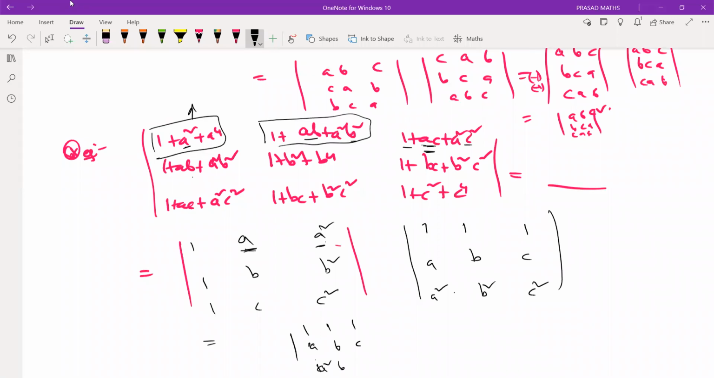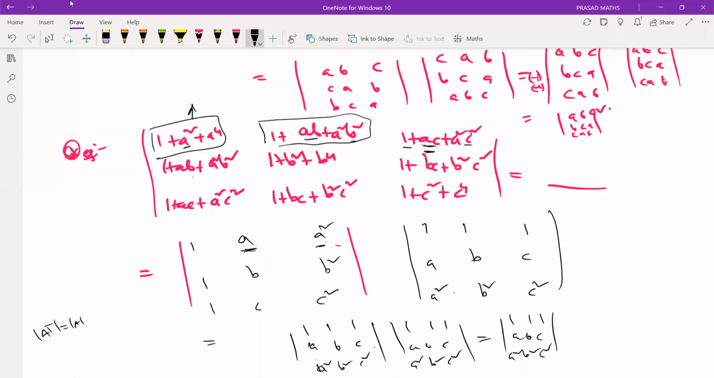A square, B square, C square. This is 1, 1, 1; A, B, C; A square, B square, C square. Because once you take the transpose, you are going to get this matrix, right? The determinant of A transpose equals the determinant of A. Once you transpose it, you get this determinant. So these both are the same. Therefore, the determinant of 1, 1, 1; A, B, C; A square, B square, C square, whole square. So this is the answer. Right? Is it clear?